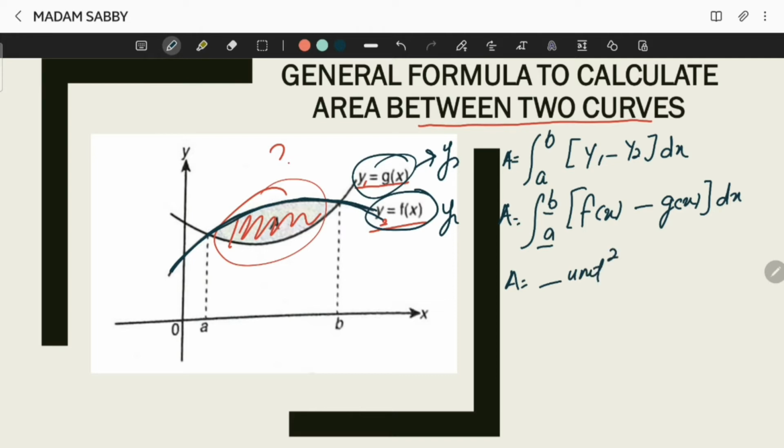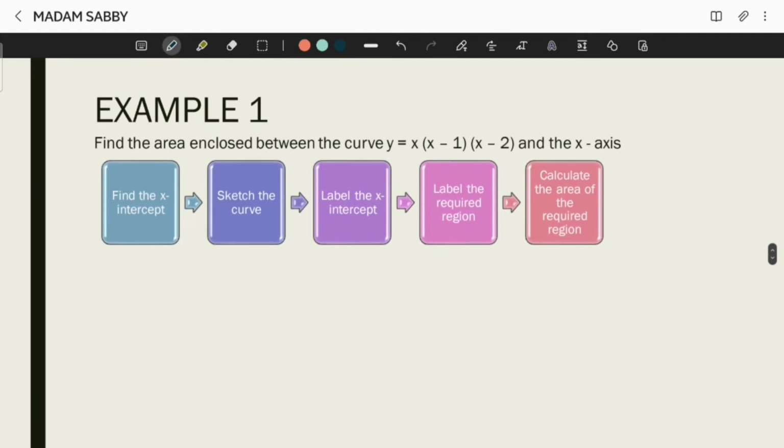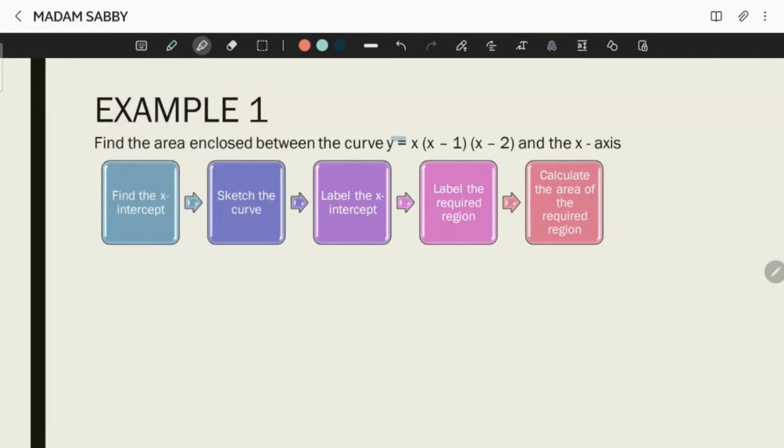Okay, so let's look at an exercise to enhance your understanding. Let's look at example 1. Find the area enclosed between the curve y equals x(x minus 1)(x minus 2) and the x-axis. This question is very easy, very simple. Why do I say so? Because they already simplified the equation into its factorization form.